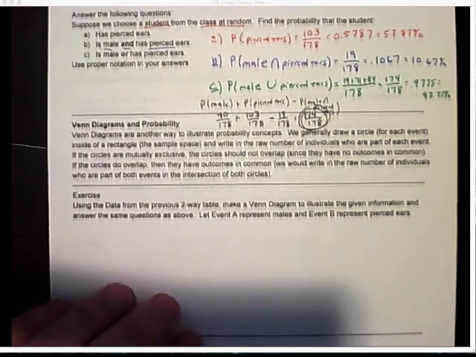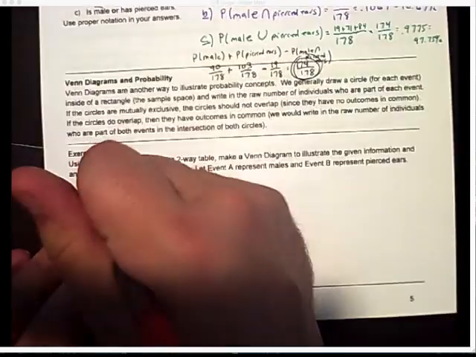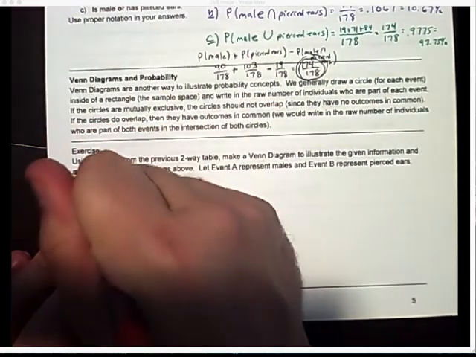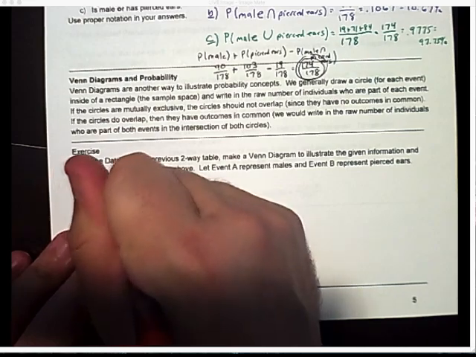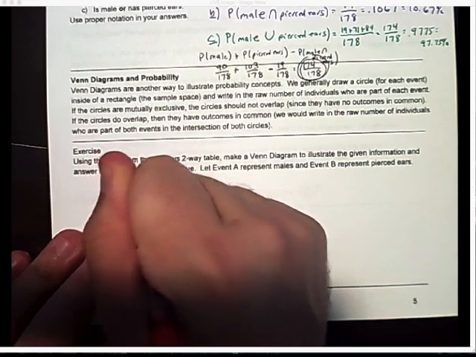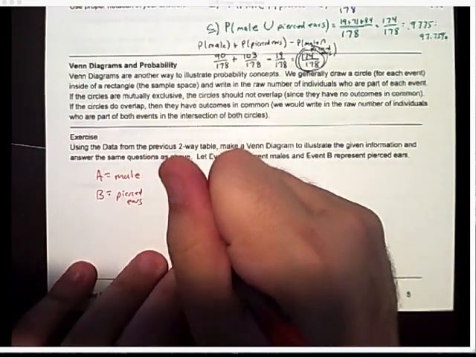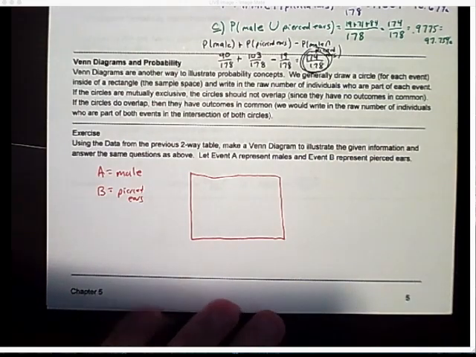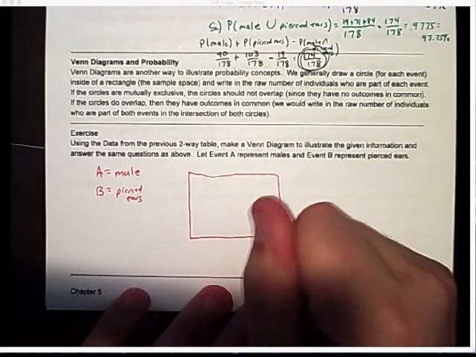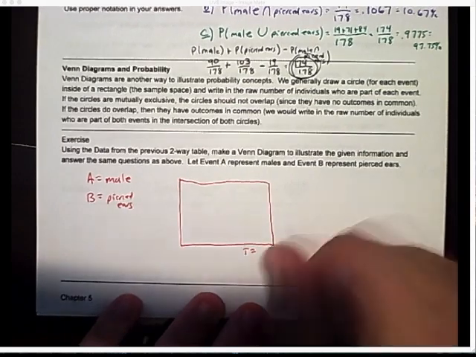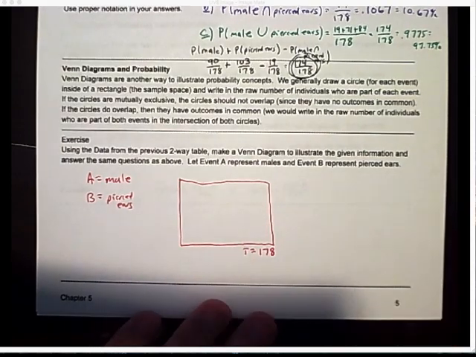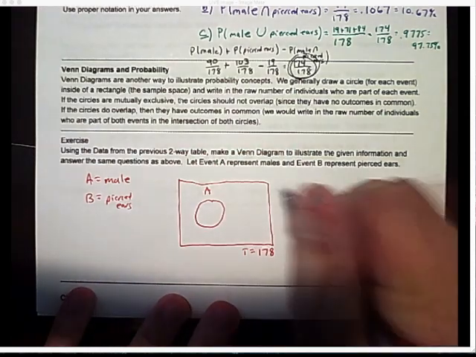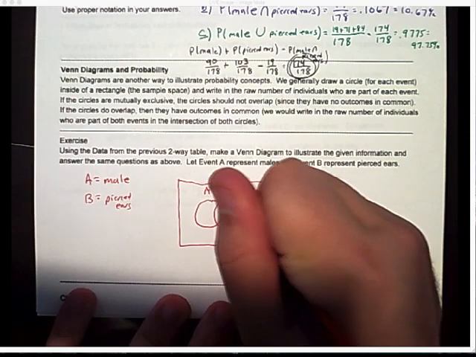So we have two events. We have A being a person is male, and event B is pierced ears. So that's how we're going to define these events. All right, so I'm going to draw a box. All right, and what I like to do in my Venn diagram at the bottom, I like to give the total. So there's 178 people we're looking at. All right, so this is event A, and this is event B.